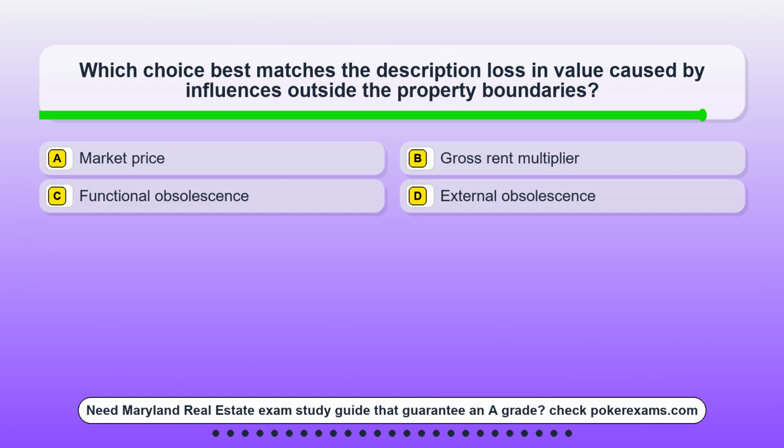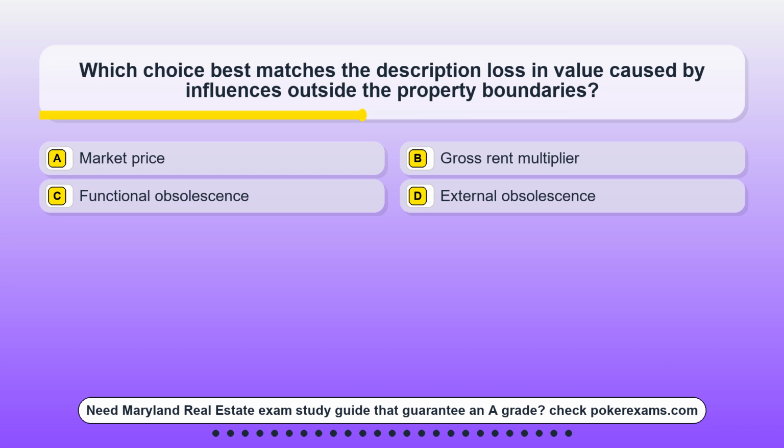Question 14. Which choice best matches the description loss in value caused by influences outside the property boundaries? Option A, market price. Option B, gross rent multiplier. Option C, functional obsolescence. Option D, external obsolescence.